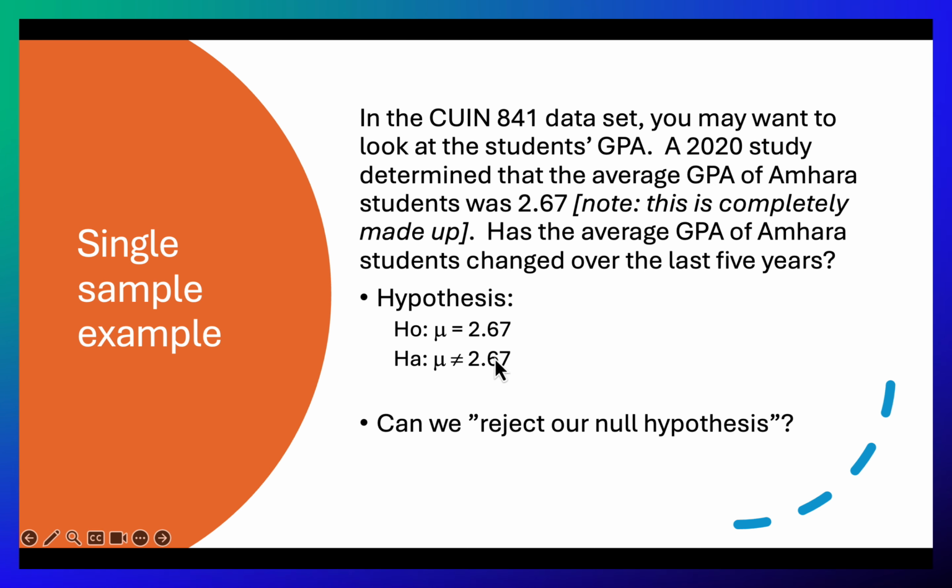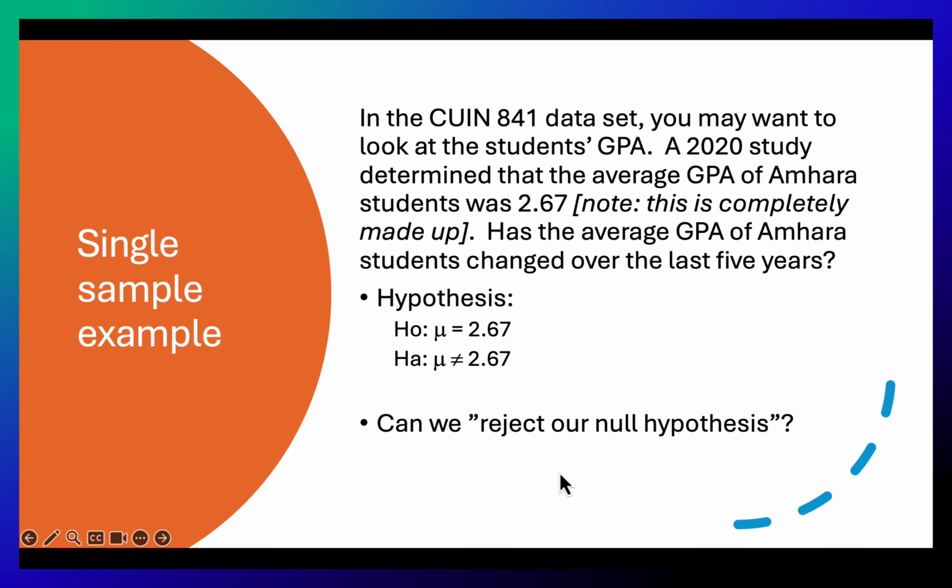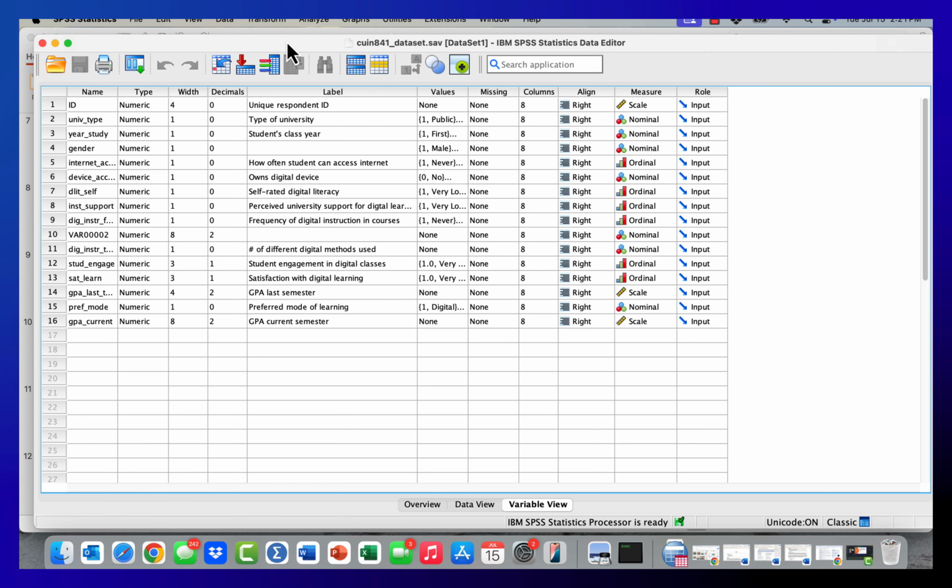But then our alternative hypothesis is that we think maybe students' GPAs are different now in our sample compared to the value that it was 5 years ago. So what we want to do is look at SPSS, run a single sample t-test, and see whether or not we can reject this null hypothesis.